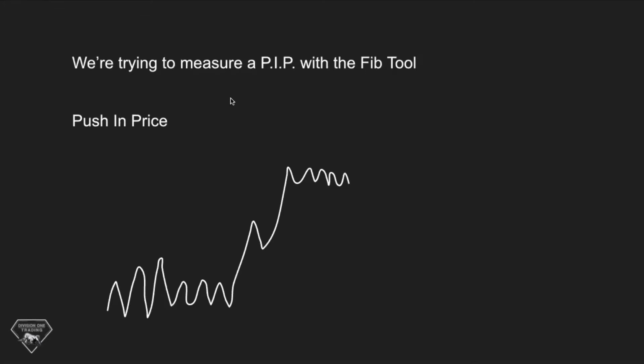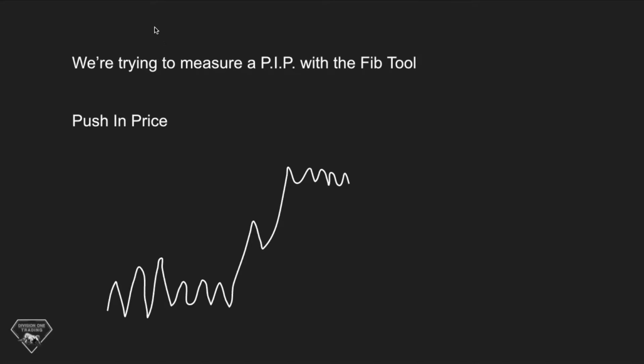So right here's that fib, 0 to 100 with the 50 right in the middle. Then here we add the 62 to 88. So we're trying to measure a pip with the fib tool. It's just a dad joke there, right? Just a push in price. I know that that's not what pip means, but right.